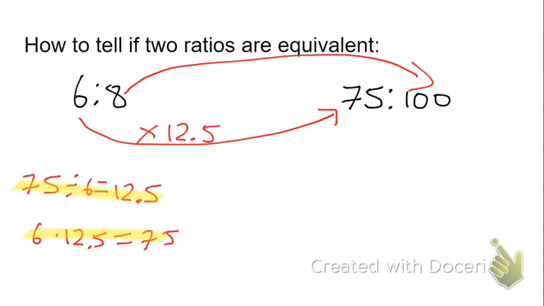Well, we're supposed to see if they're equivalent. It has to use the same number here, right? So we'll do 8 times 12.5. So what does 8 times 12.5 get us? I get just 100. Right? So they are equivalent.